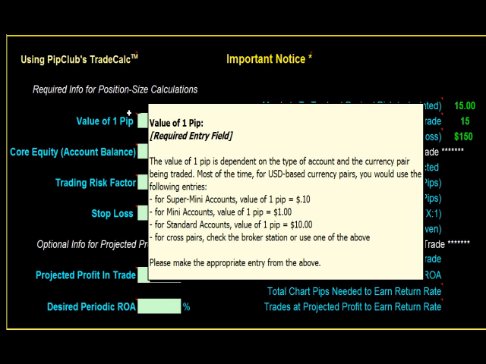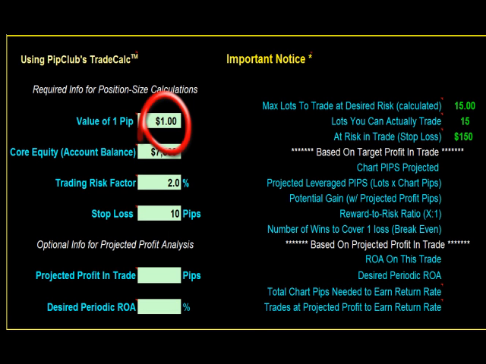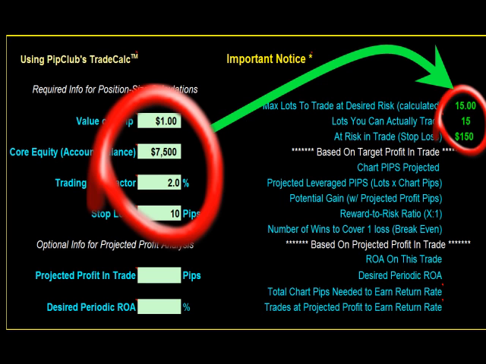So then when we want to determine how many lots we can trade, we're going to enter the value of a pip, which again is based on the type of account we're trading. We're going to enter our core equity, the amount of risk we want to have in the trade, and the size of our stop loss. And TradeCalc's going to return the number or the position size and show you how much money you do have at risk in the stop loss.